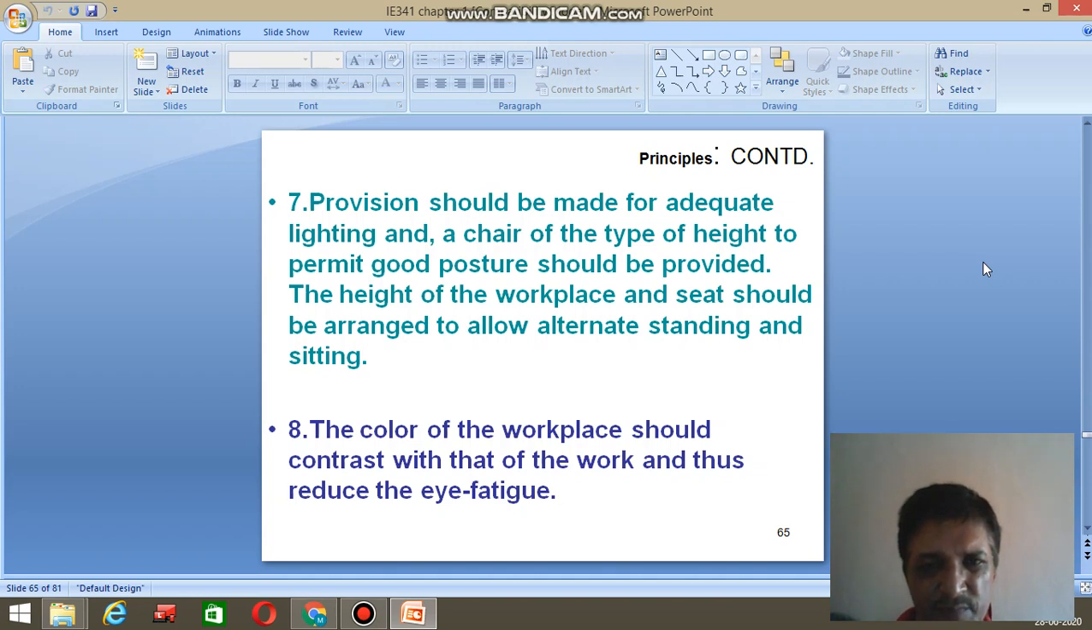The height of the workplace and seats should be arranged to allow alternate standing and sitting. The color of the workplace should contrast with that of the work and thus reduce eye fatigue.